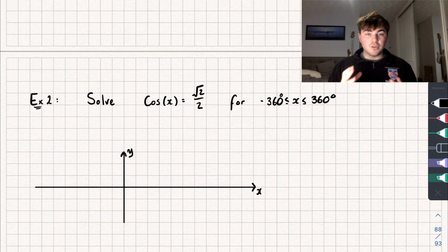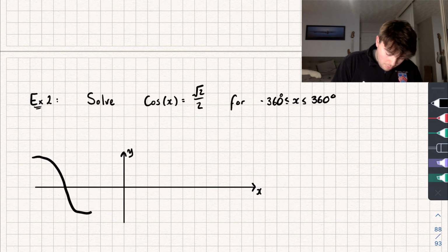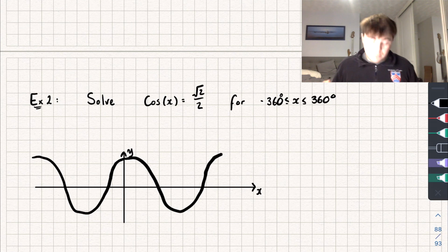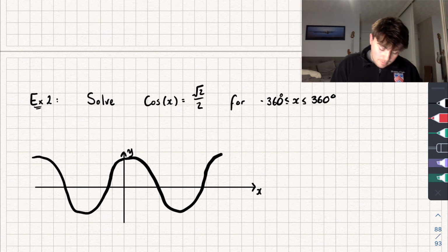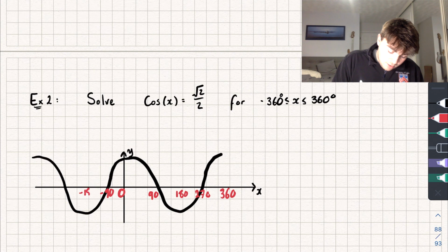So again, when I'm solving this, I'm going to sketch the graph first. So I'm going to try and sketch the graph of cosine of x between negative and positive 360 degrees. And it's going to look something like this. Okay, and now I'm going to label up my x-axis. So we'll have 0, 90, 180, 270, 360, and then on this side the negatives. So negative 90, negative 180, negative 270, negative 360.